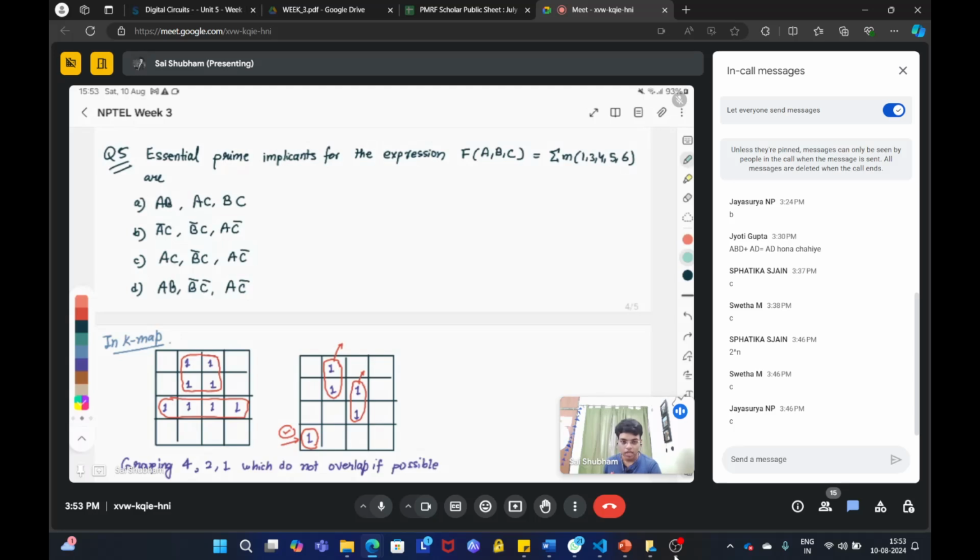And in the beginning of the tutorial, I forgot to mention the contents which we will be discussing today. So the contents will be Boolean expression, simplifying Boolean expression, K-maps, and logic gates. So the initial questions will be regarding Boolean expression and K-maps, and later we will see logic gates.